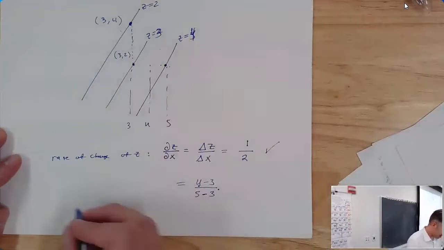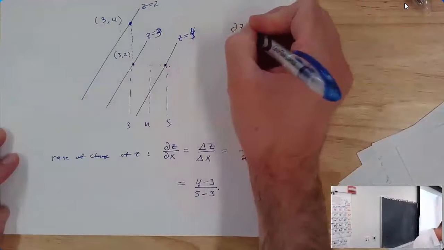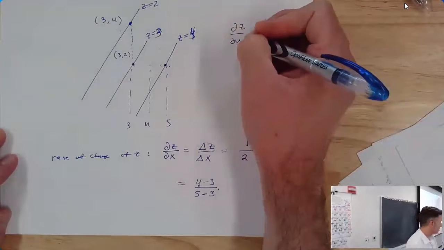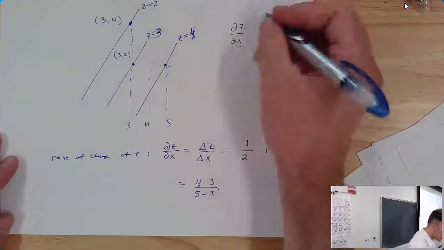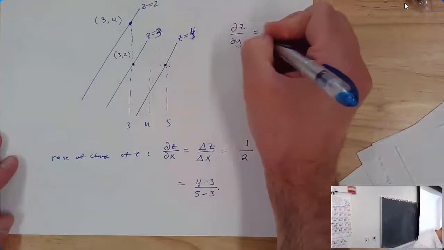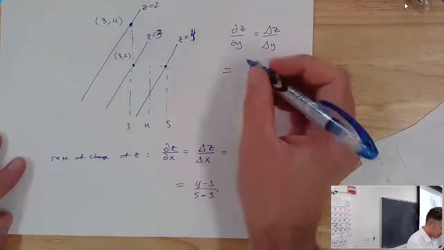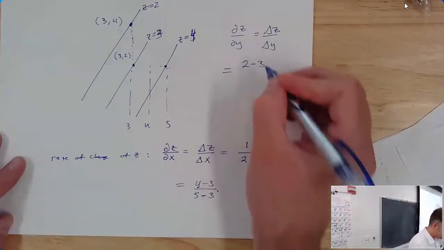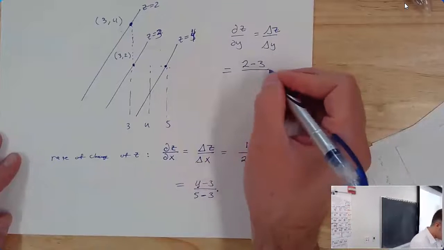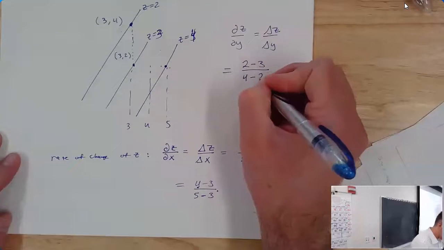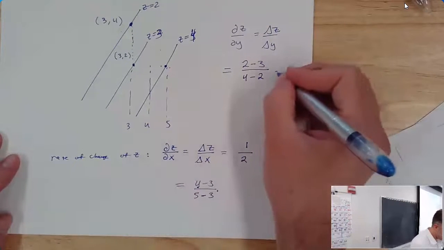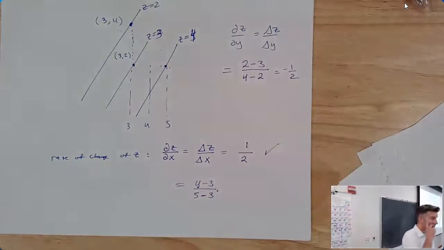So if I'm trying to now find del z del y, the rate of change in the y direction, that's just the change in z over the change in y. The change in z is the end value minus the beginning value, and the change in y is the end y value minus the beginning y value, which is going to be -1/2. It makes sense that it's negative because we moved in the direction where the z values were decreasing. Let's see, was there another part of this question?